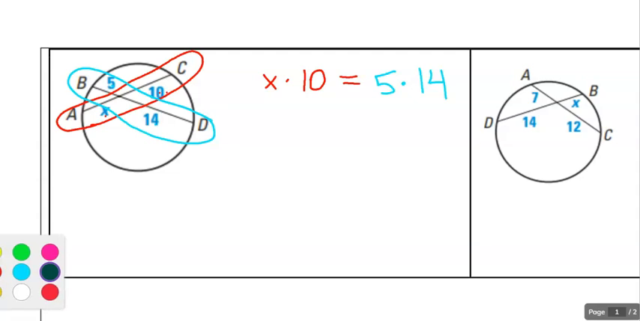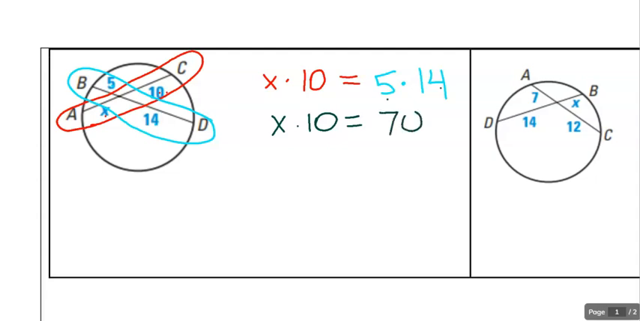Now, this is an equation, and we haven't dealt so much with equations this quarter, or year for that fact, but we can do that. So let's keep x times 10. You can write that as 10x, or you can leave it alone. And then let's do 5 times 14. So 5 times 14 is 70.